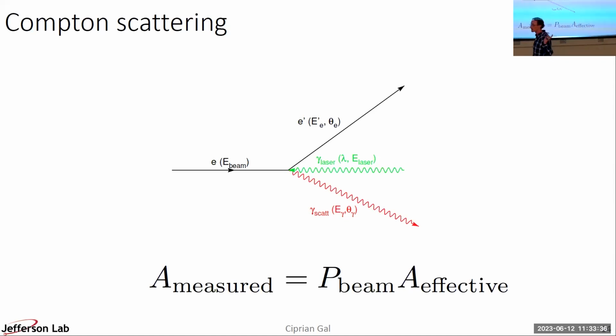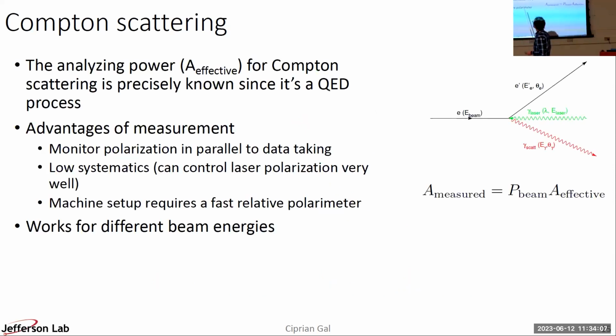What if your A effective was just wrong? Yes, that's a very good question. That comes into the uncertainty we have in the calculation, so it comes into the systematic of this measurement. When I say the EIC has a polarization of 70% plus or minus whatever, that whatever includes the uncertainty on my QED calculation. Excellent. All right, so let's see. Analyzing power. The A effective is sometimes called analyzing power.